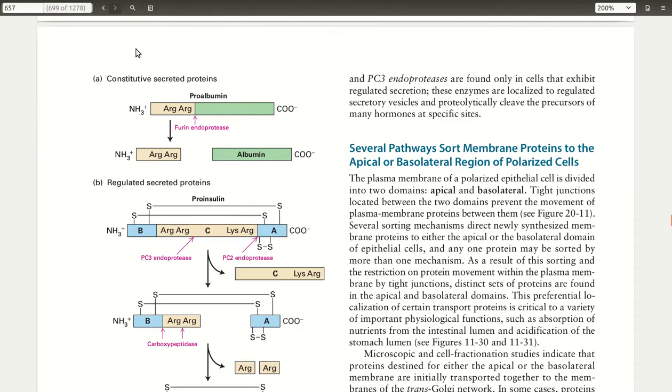So you can see here in the constitutive secreted proteins, this proalbumin is operated on by furin endoprotease, which cuts the polypeptide into two different strands, and so it basically removes this arginine tag, and this albumin will basically become the mature form of the protein.